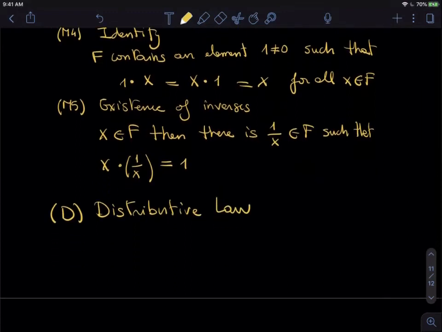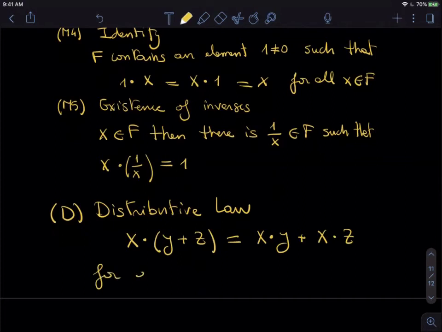Okay, and that connects the 2 operations. Did you notice that so far we have 2 operations that are not related, but the distributive law is going to do that job. So it says that when we multiply x times y plus z, the product distributes. So it's x times y plus x times z. Okay, and this is for all x, y, z in F.